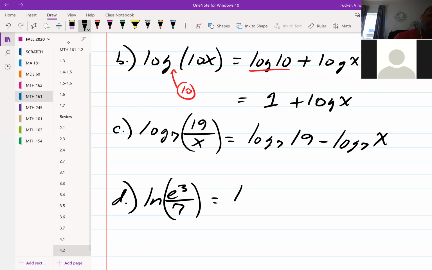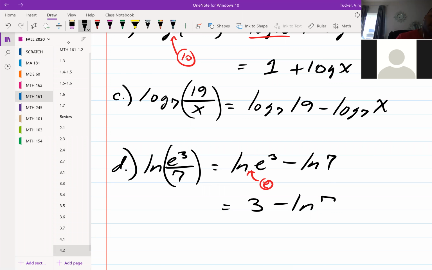All right, same thing for the next one. Natural log of e to the third minus natural log of 7. But once again, we have to recognize the base that we have here. That's base e. So natural log of e to the third is just going to be 3, and that minus natural log of 7 stays in the back.